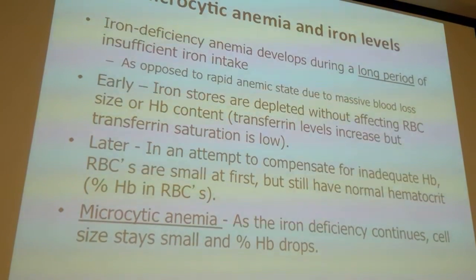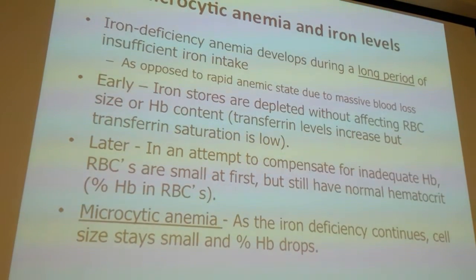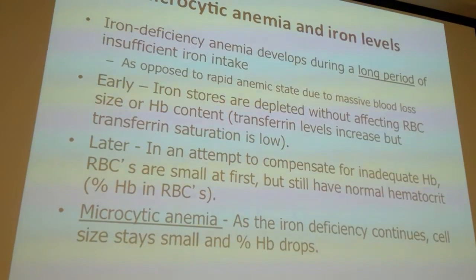There is release from ferritin stores in our liver and transport, so we'll continue to produce hemoglobin and normal functioning red blood cells. In addition, those red blood cells can live for 120 days. They can live for a while. So there's a good amount of compensation for inadequate hemoglobin and inadequate iron. But if iron deficiency continues, eventually the cell size will stay small and the percent of hemoglobin will continue, and we will develop this microcytic anemia.